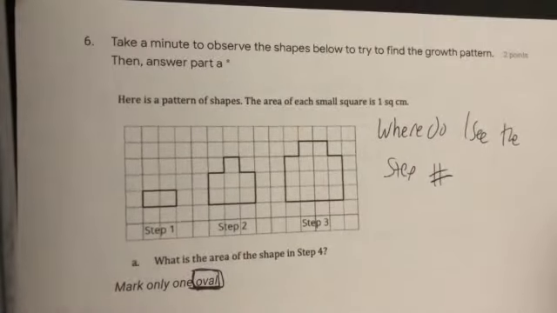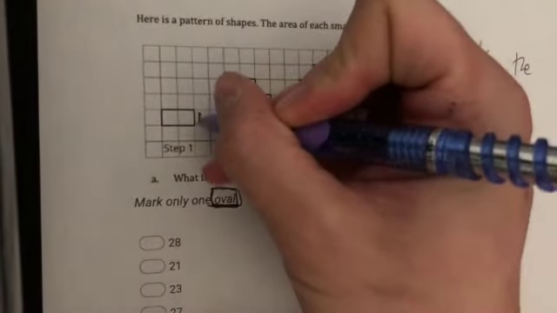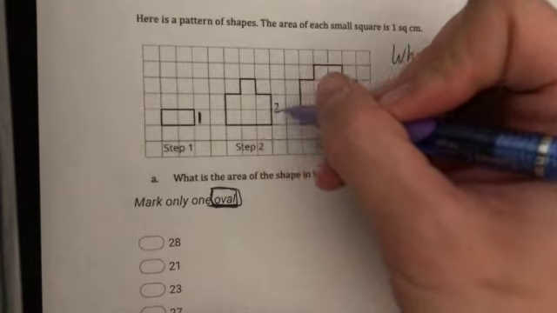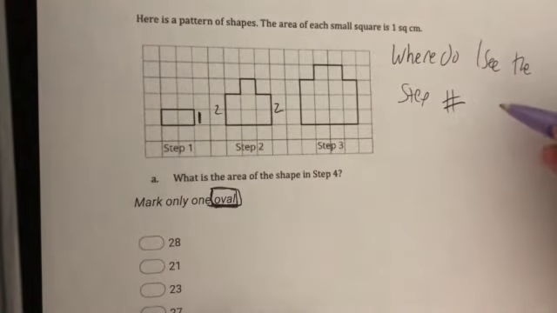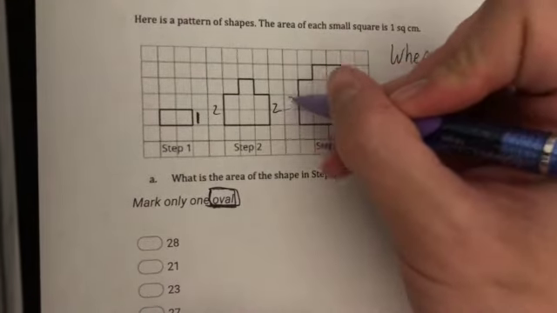Okay, so I want to see, where do I see the step number in all of these shapes? My step number is 1. I see a 1 here. My step number is 2. I see a 2 here and a 2 here. My step number is 3. I see a 3 here and a 3 here.